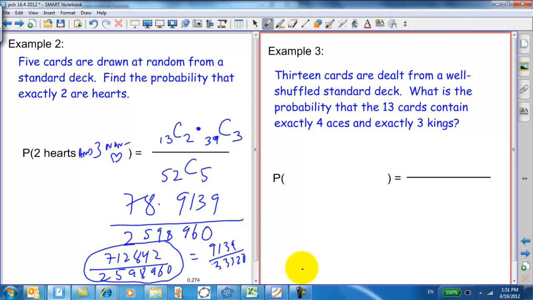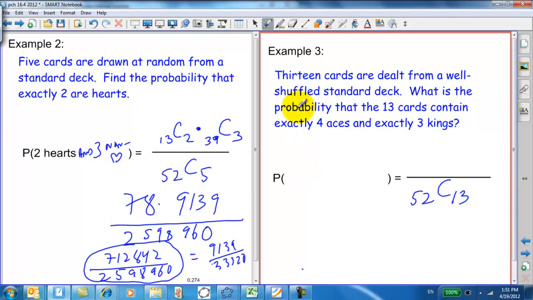Here we've got 13 cards dealt from a well-shuffled deck. What is the probability that the 13 cards contain exactly 4 aces and exactly 3 kings? So again, watch out. 52C13, is that going to be more or less than the 2.6 million poker hands? These are basically bridge hands now. Well, it's a lot more, of course, because you're heading toward the center of the combinations. 52C26 is where it would peak. Those are basically war hands when you and a partner divide up all the cards.